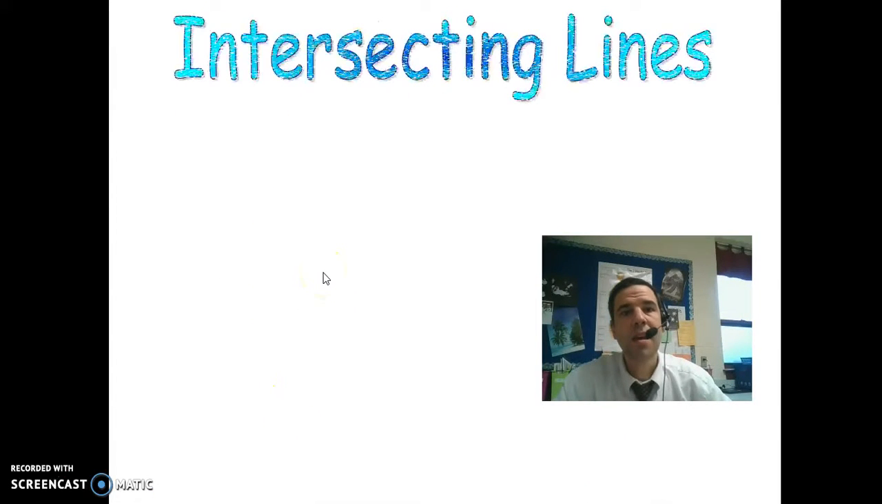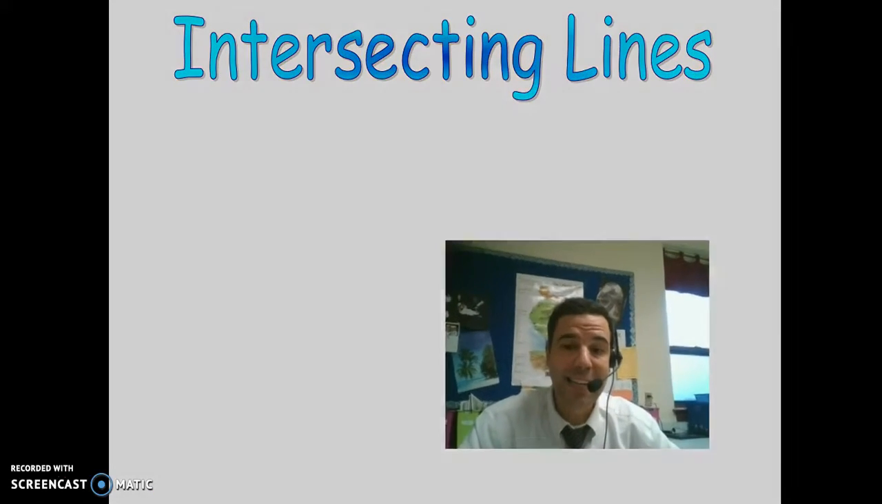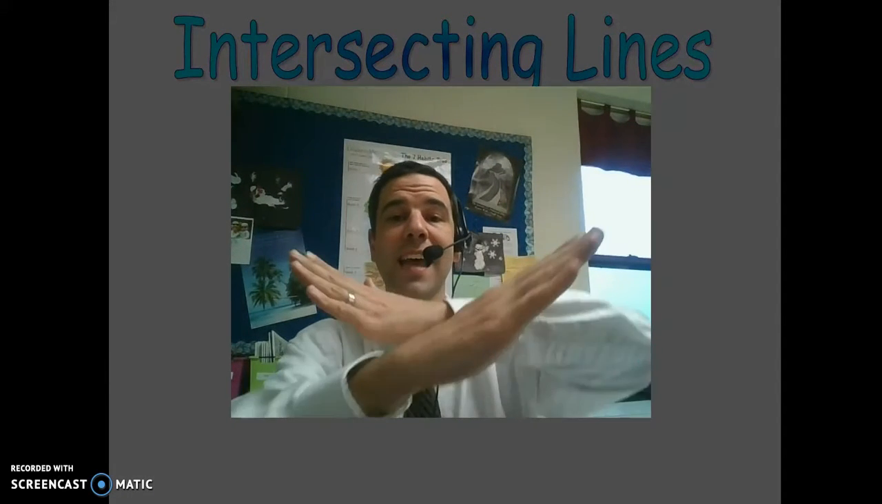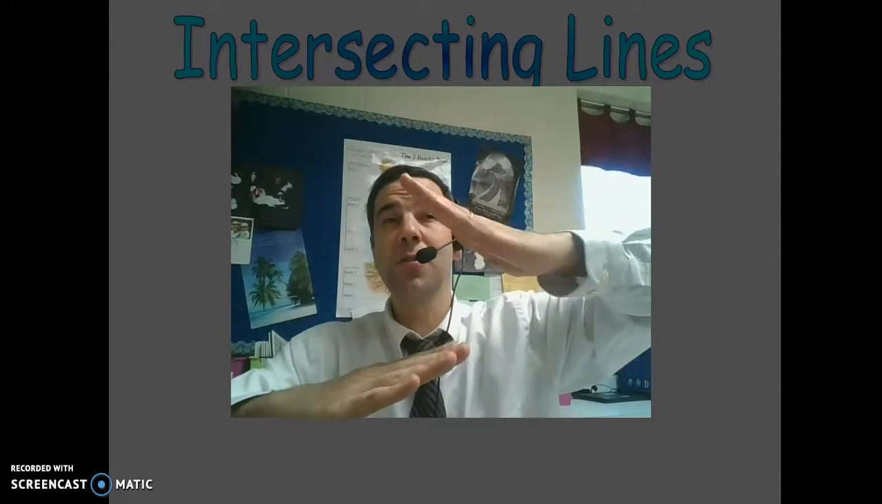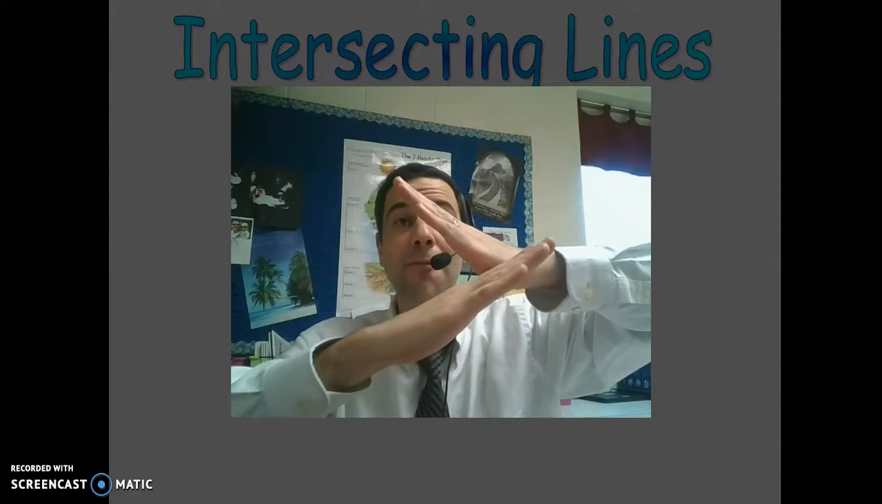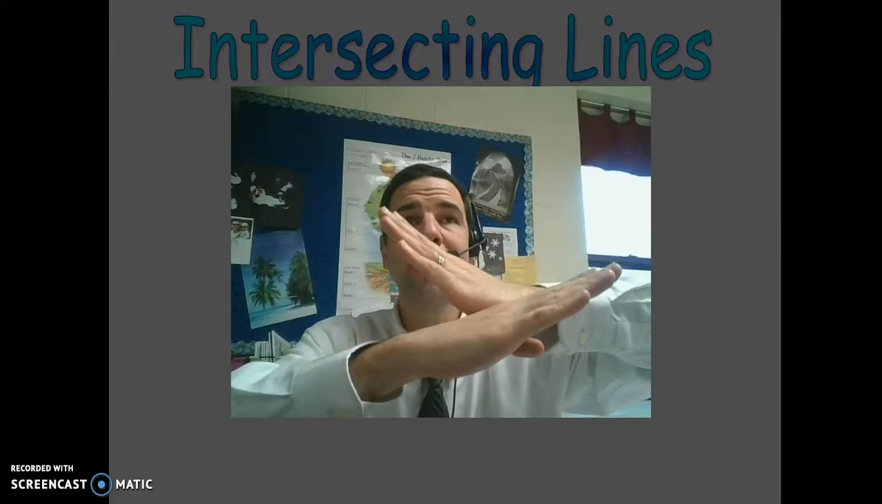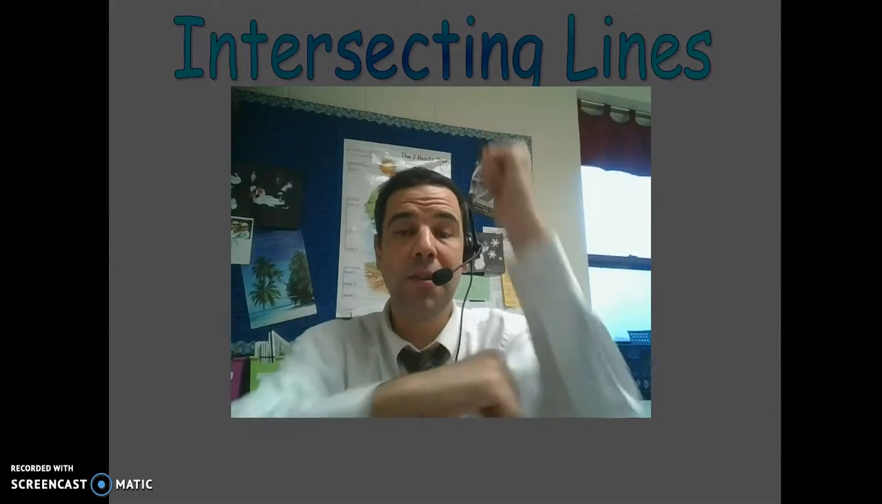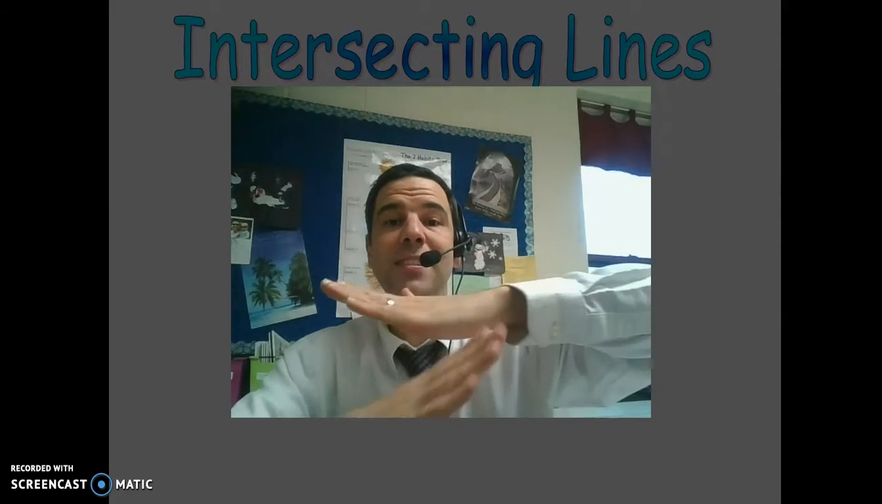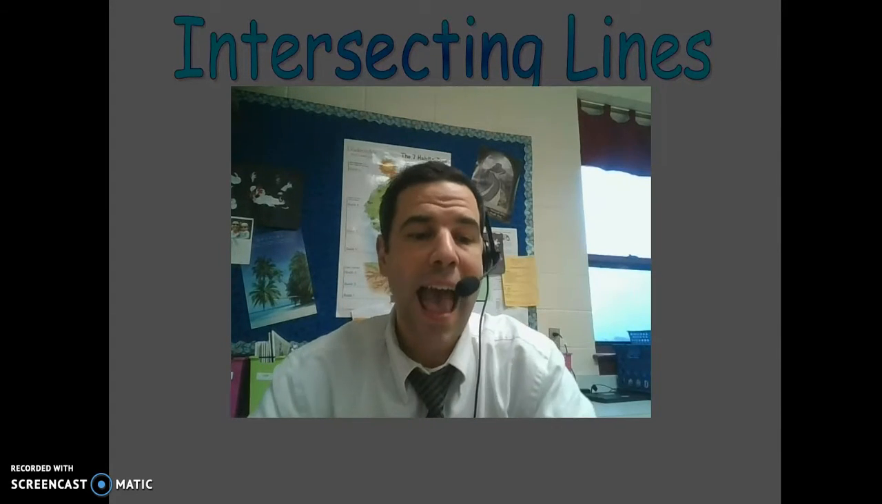Let's continue. The next one we're talking about is intersecting lines. My hand and body motion for intersecting is to make an actual steep cross, meaning these two lines are going to do the opposite of parallel. They are actually eventually going to cross. The only thing you have to understand is that they're not going to cross at 90-degree angles. That's perpendicular. We'll get to that in just a minute. But intersecting is when they actually cross at an angle.